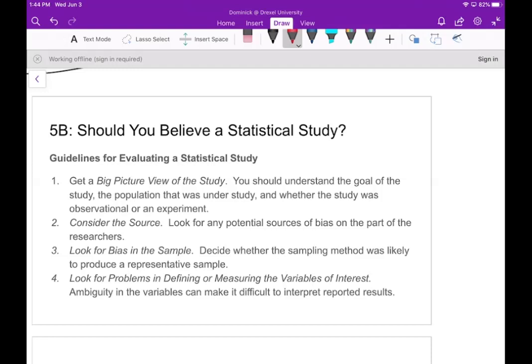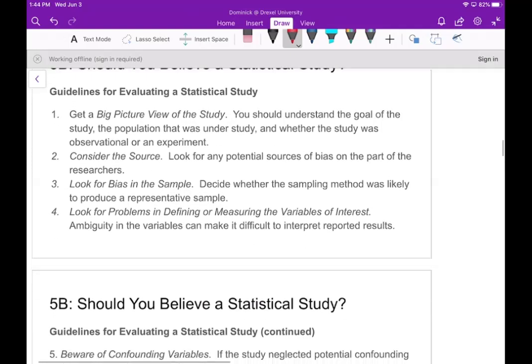All right. Now, second, you want to consider the source. You want to look for potential sources of bias on the part of the researchers, right? Part three, look for bias in the sample. Decide whether the sampling method was likely to produce a representative sample. For four, you want to look for problems in defining or measuring the variables of interest, right? So there might be ambiguity in the variables that could make it difficult to interpret the results.